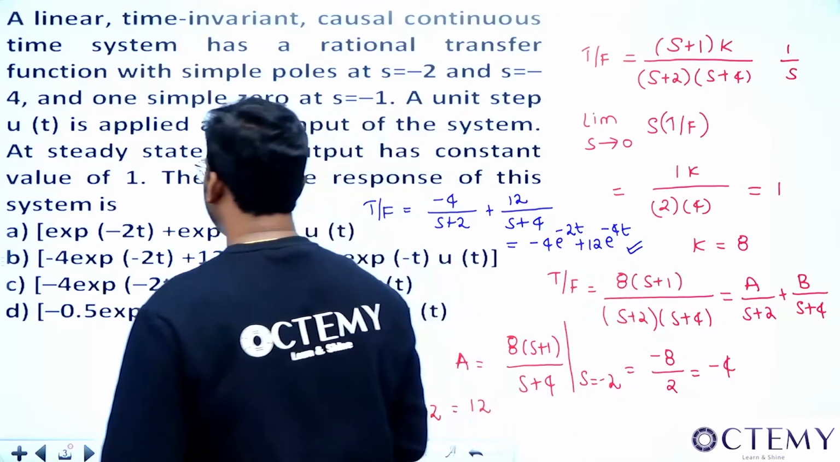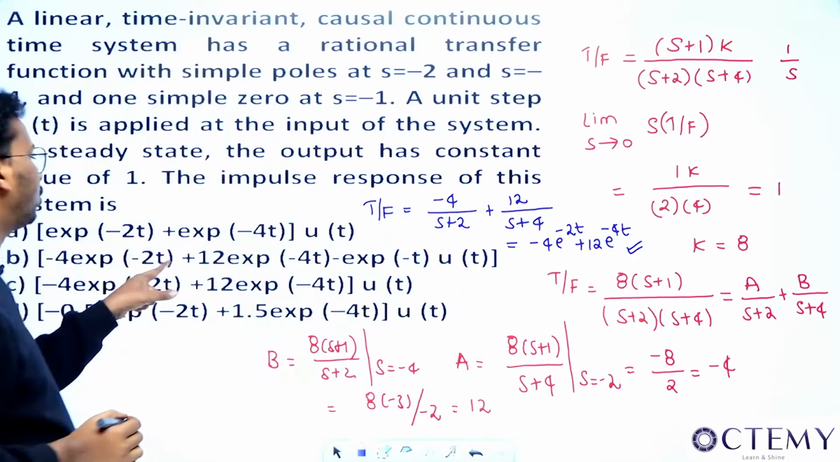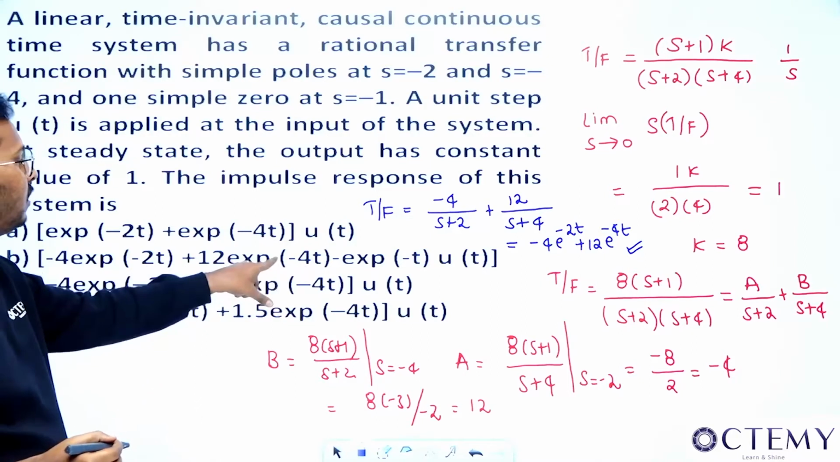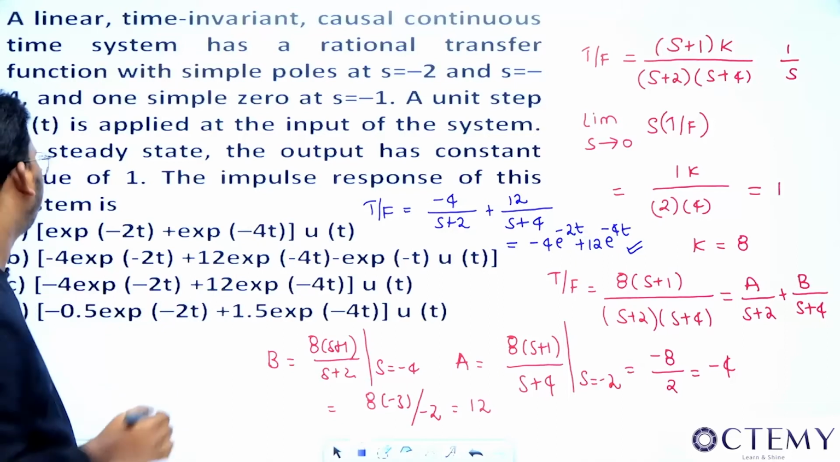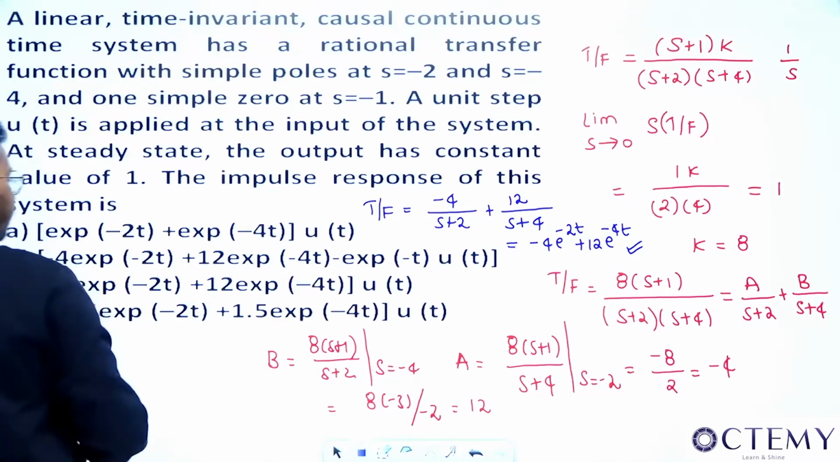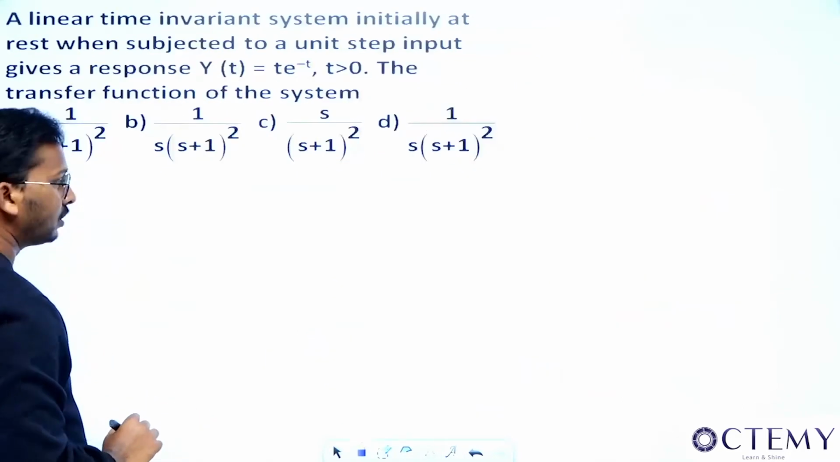Let's check the options. Minus 4 into exponential of minus 2 plus 12 into exponential of minus t. This is not correct. You should have minus here and this. So option C is perfectly right. Very good. Let me go to the next question.